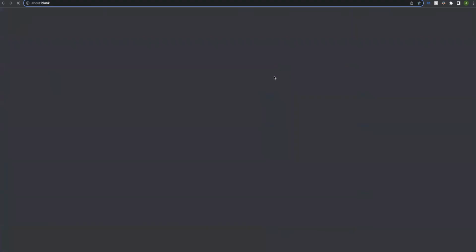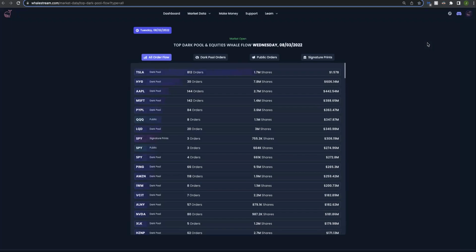Oh yeah, another thing we have is the dark pool version of that same thing. This isn't going to show you levels, it's just showing you by premium which symbols have been getting the most dark pool activity during the day. So you could see by a long shot, it was Tesla today, almost more than double the next largest, which was HYG.